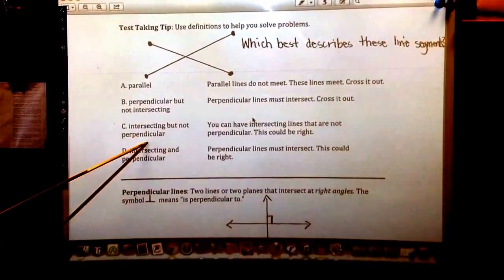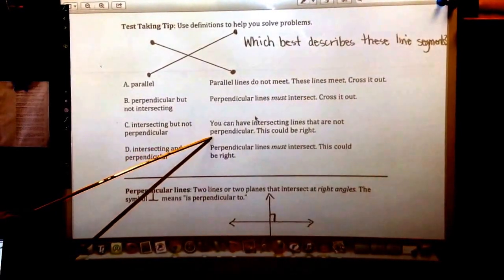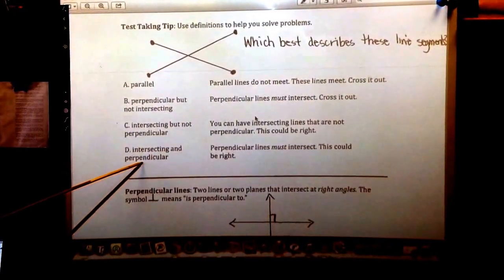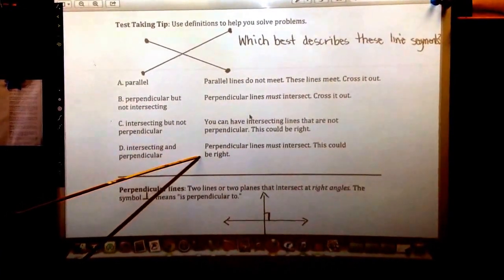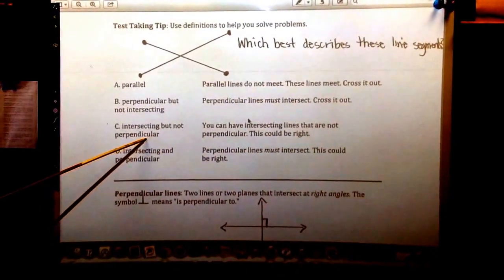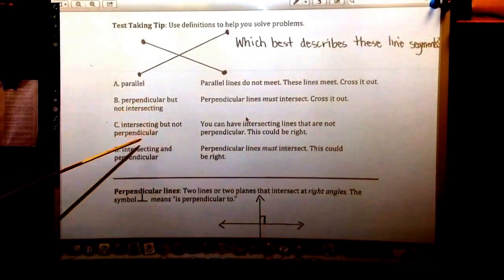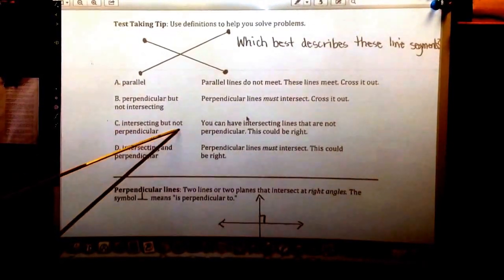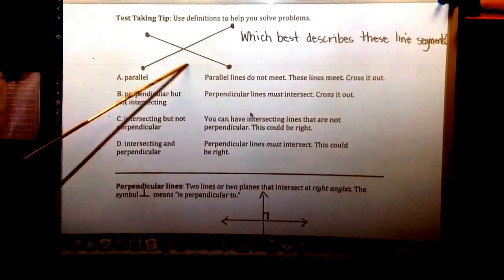Intersecting but not perpendicular. You can have intersecting lines that are not perpendicular, so this could be right, or intersecting and perpendicular. Perpendicular lines must intersect, so this could be right also. But again, because we know that perpendicular lines have to have a right angle, it would have to be letter C. Intersecting lines but not perpendicular, because there are not any right angles where they meet.